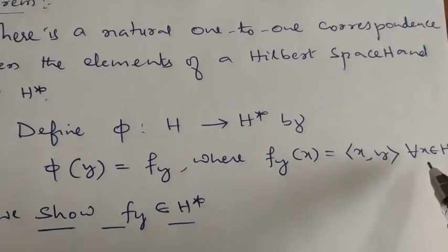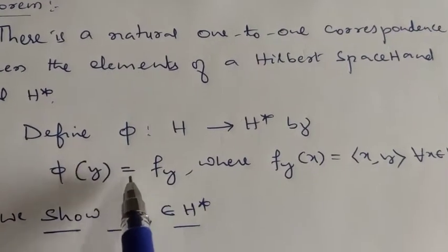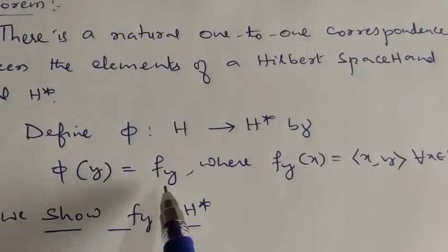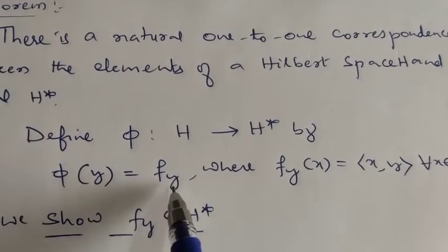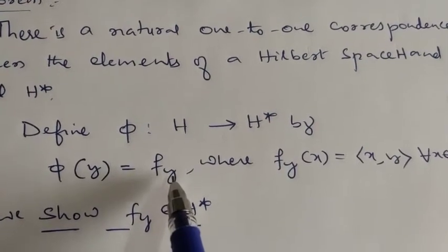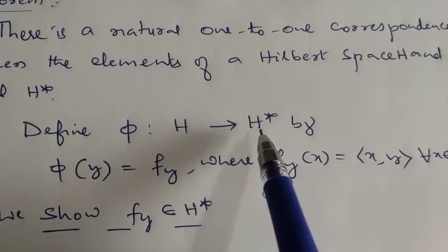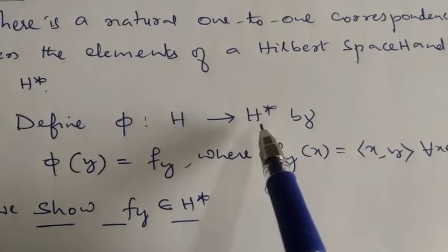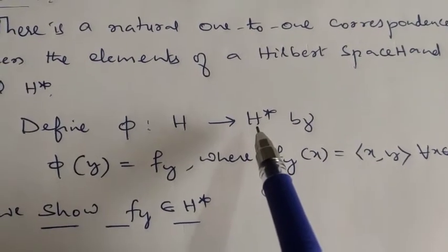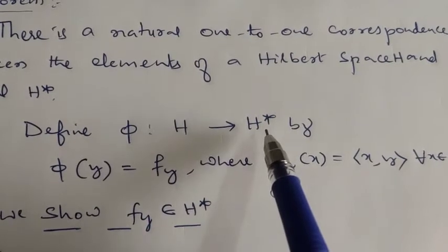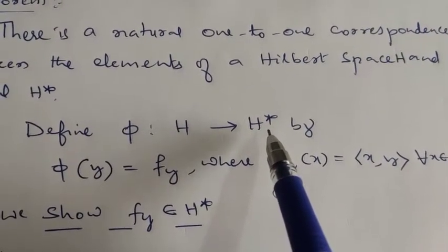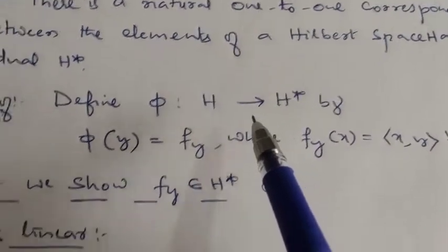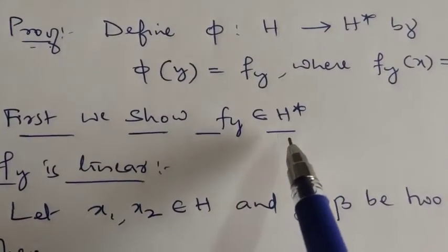Though we define phi of y is Fy, for this function to have meaning, the function phi is well defined only if the image element Fy lies in H star. The element Fy belongs to H star if it is linear as well as continuous, because it must be a continuous linear functional. Let us verify that first. We first show that Fy is an element of H star.